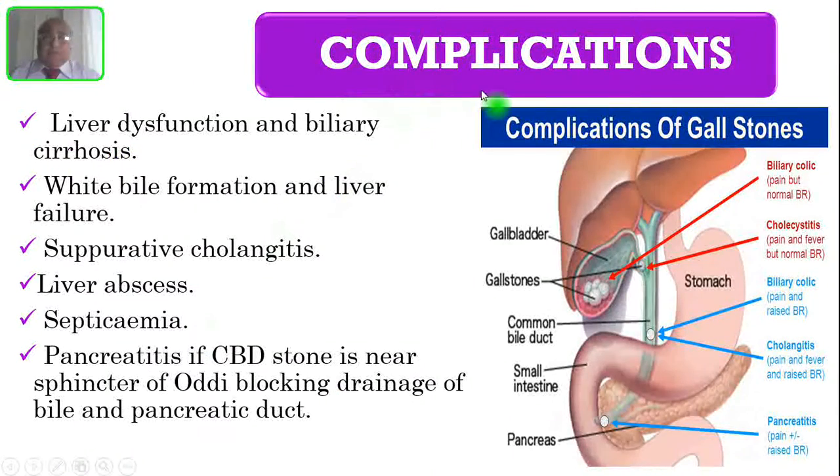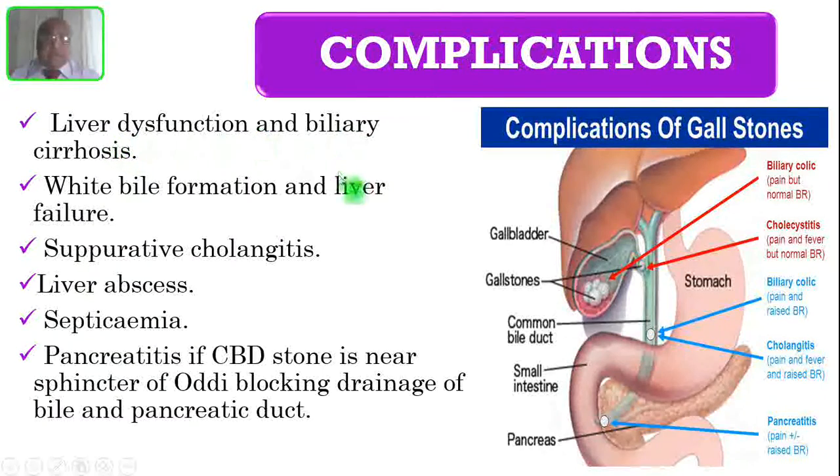So what are the complications? Because of this obstruction, the bile proximal to that will become only the secretion of the bile duct, that is white bile, without any actual bilirubin. This is white bile, and because of this back pressure, the liver will go on to biliary cirrhosis or hydrohepatosis.